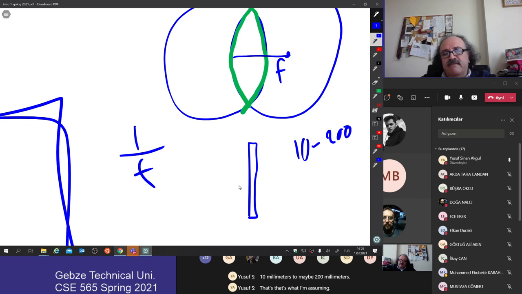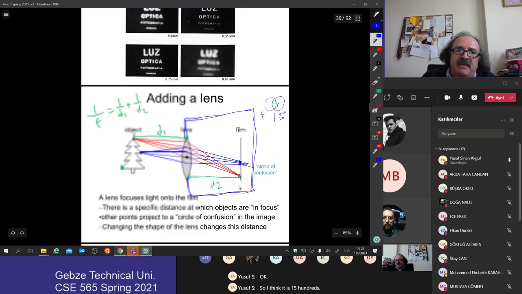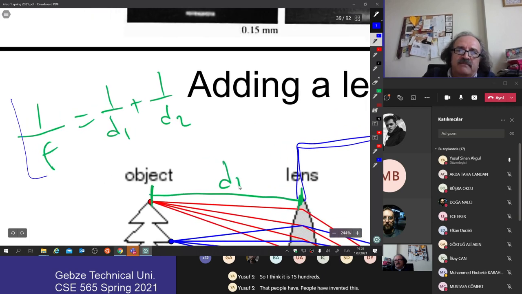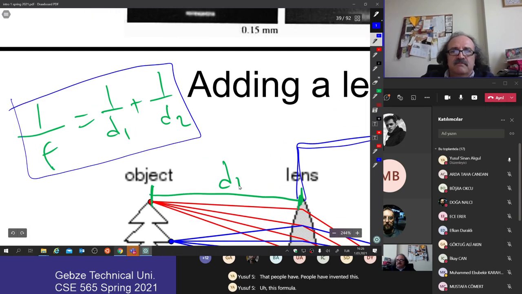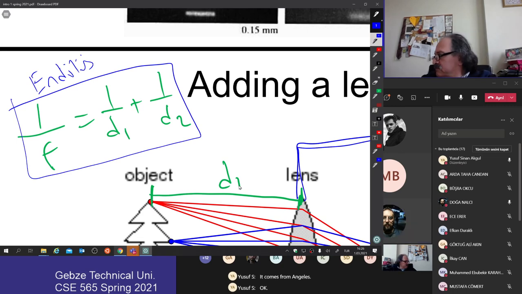Okay. So I think it is in the 1500s that people invented this formula. And it comes from Andalus. Okay. That's why it doesn't have a name. Nobody claims a name for it.